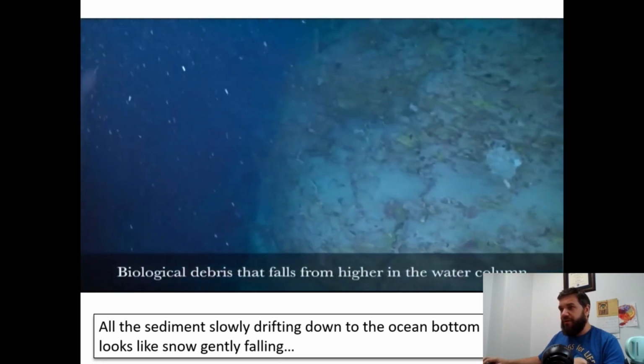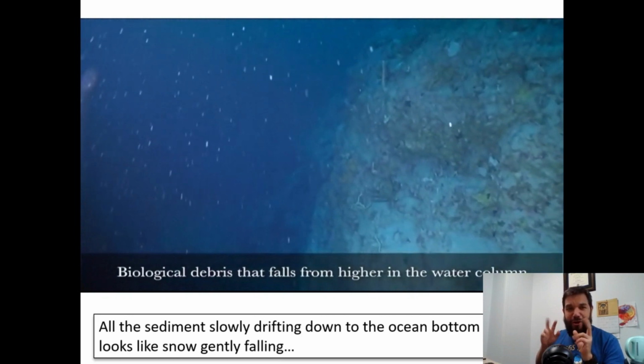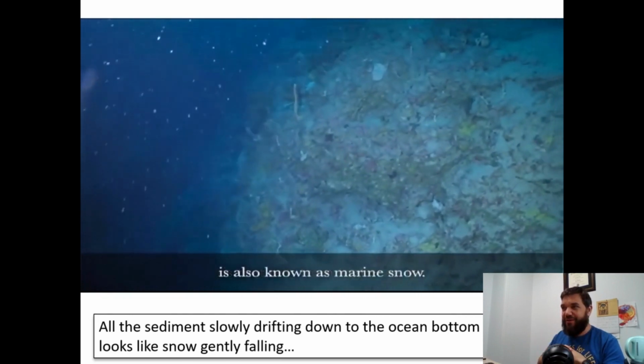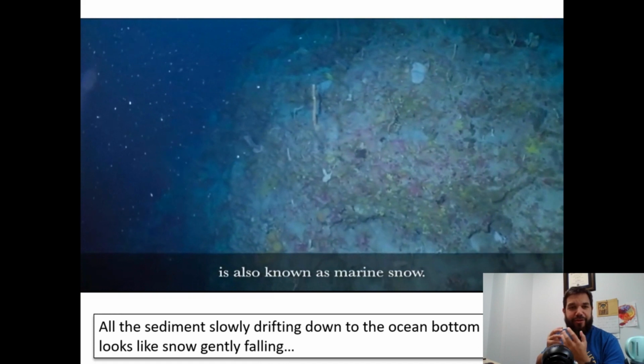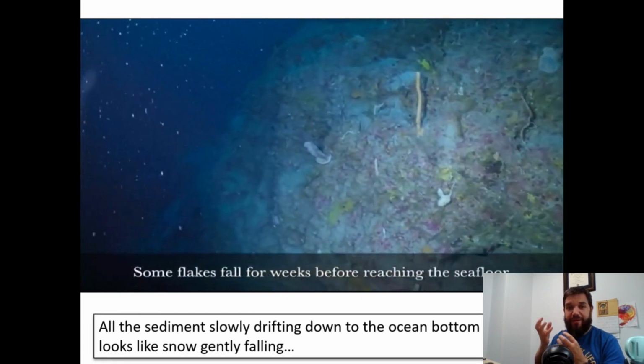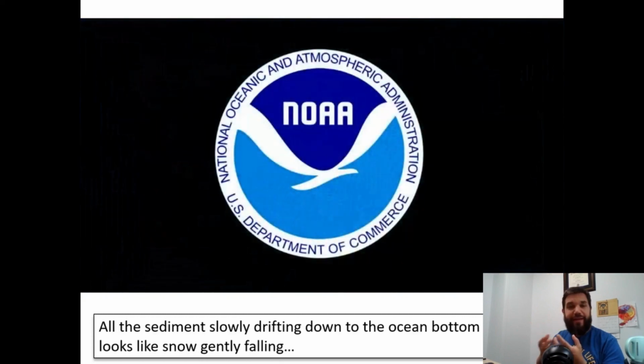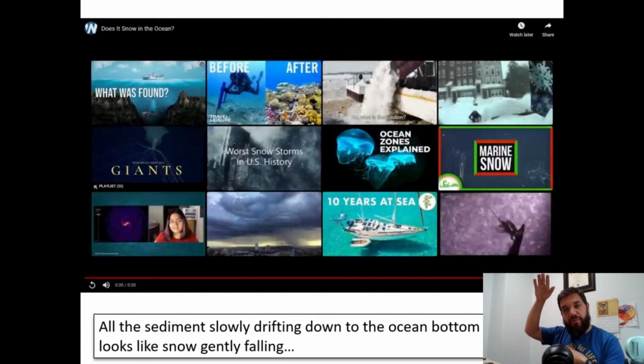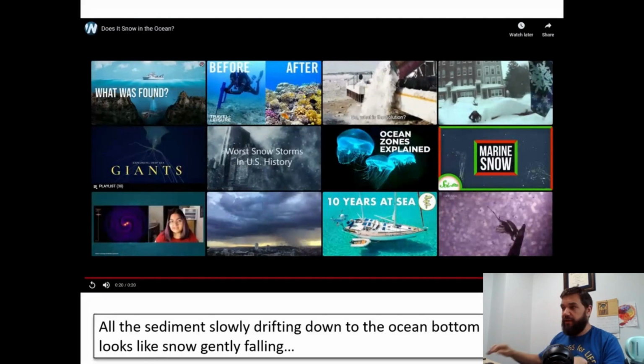Yeah, there you go. So you can see all this snow falling, right? It looks like snow. What is all that? It's all just the bodies of marine organisms or sediment that's slowly drifting down and falling out of the ocean water column above and falling onto the ocean floor and becoming sediment, okay? So all the sediment slowly drifting down to the ocean bottom almost looks like slowly, gently falling snow, right? So we call that marine snow, but it's really just ocean sediment, okay?